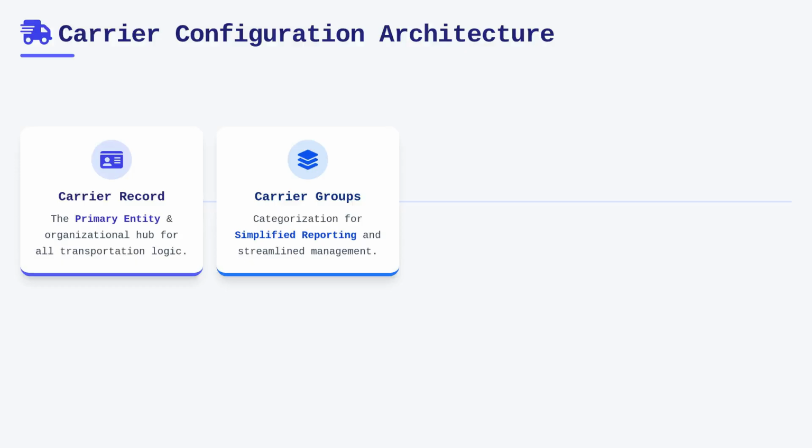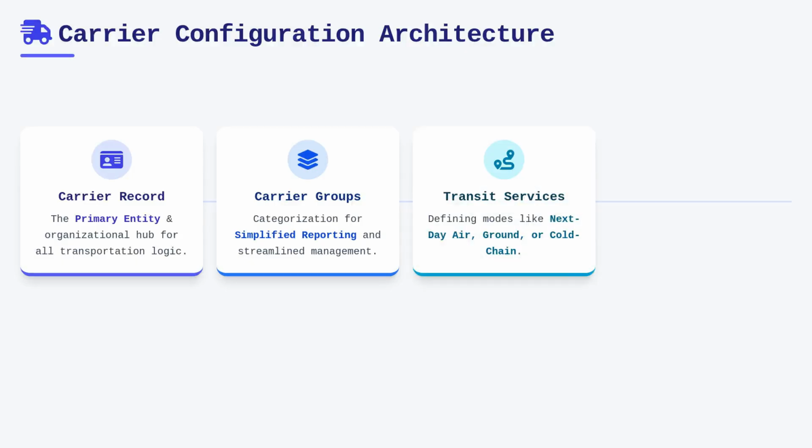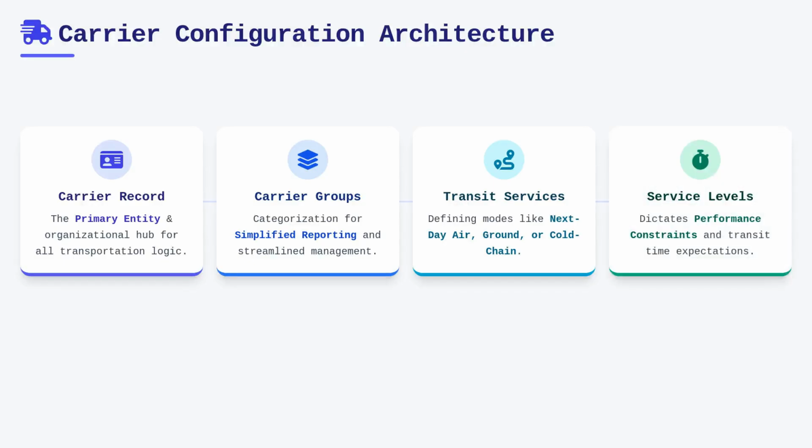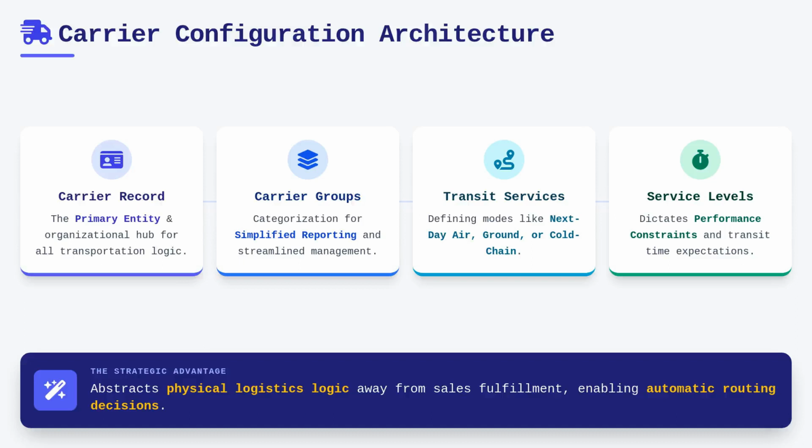Within these entities, you define specific services that represent the actual modes of transit, such as next-day air, ground freight, or specialized cold chain transport. Each of these services requires an associated service level that dictates the expected performance and time in transit constraints expected by your customers. The power of this configuration lies in its ability to abstract the physical logistics logic away from the core sales order fulfillment process, allowing the system to handle complex routing decisions automatically.